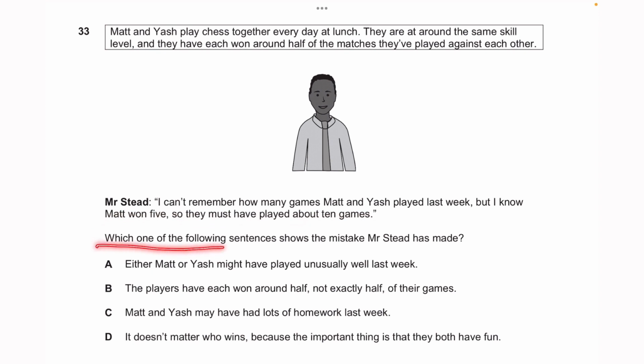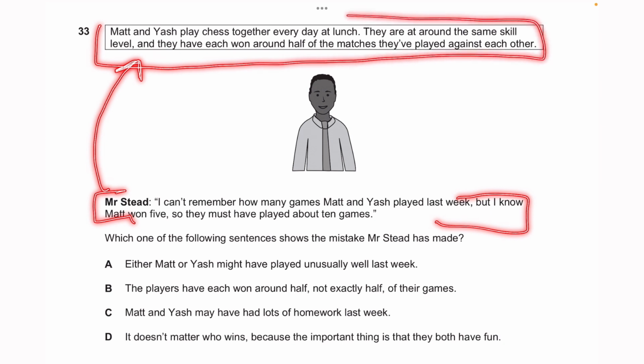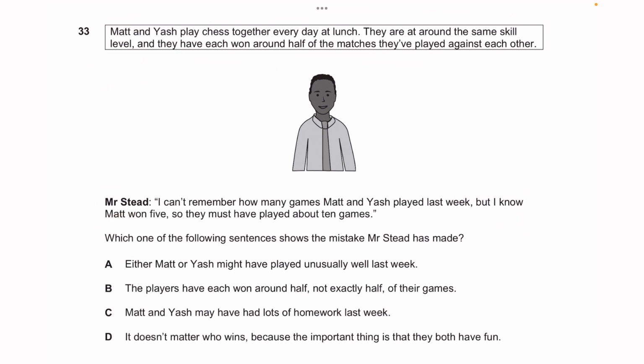Now, which one of the following sentences shows the mistake that Mr. Steed has made? So once again, Mr. Steed has made an opinion, and we need to check if that matches the information up above, because this information is regarded as true and always correct, okay? And so if we have a look here, let's analyze this.